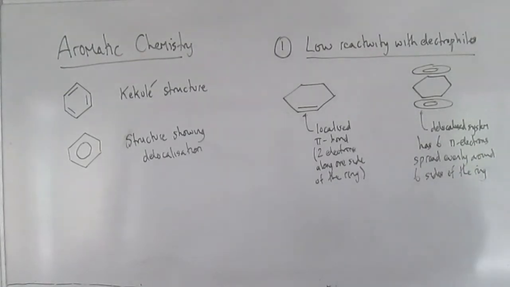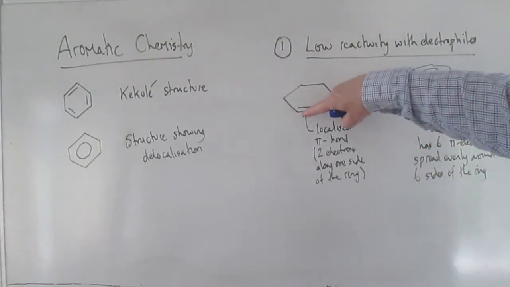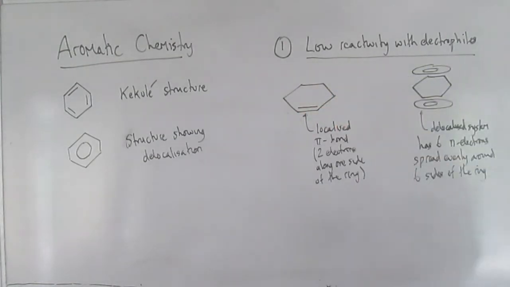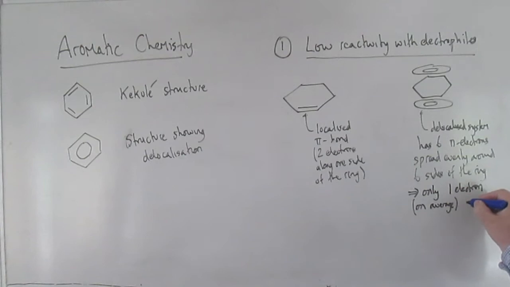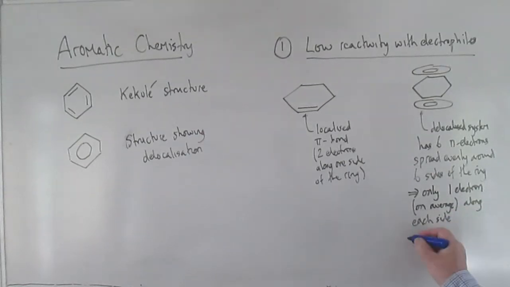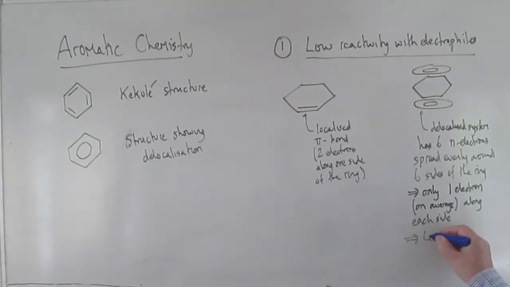And you can see what we're coming round to is that where you've got 2 electrons focused in this region here, along each side of that ring, on average there's only going to be 1 electron. Okay, so there's only 1 electron on average, because remember, electrons don't have fixed positions, but we can say on average along each side. So that's a lower electron density.